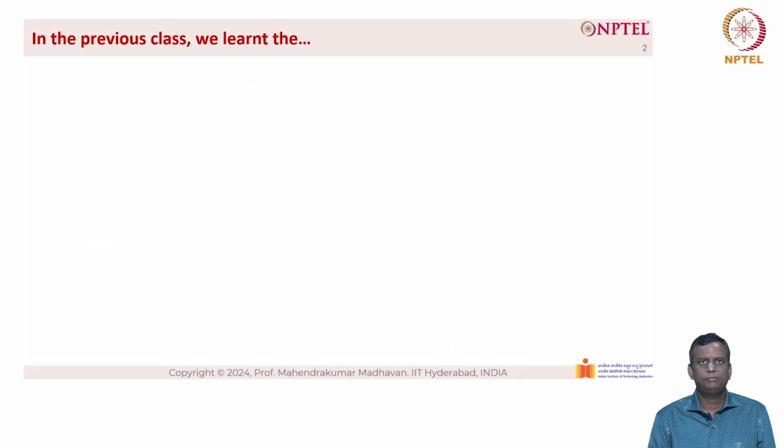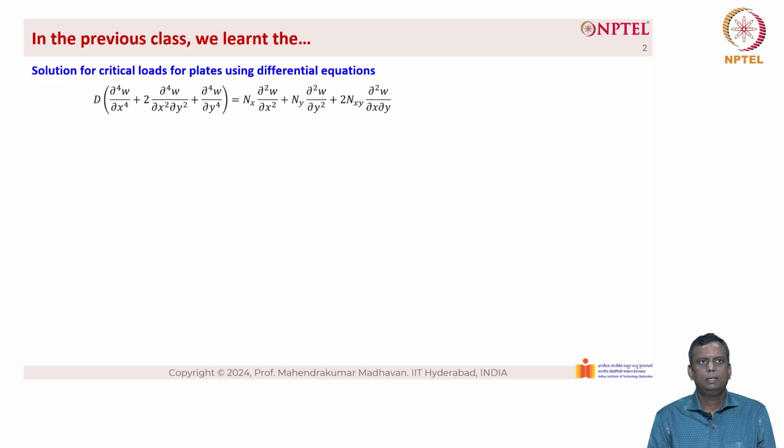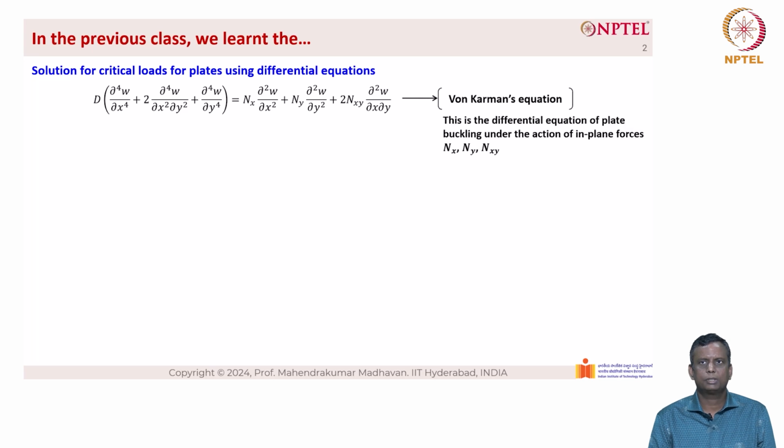In the previous class, we learned the solution for critical loads for plates using differential equations: D ∂⁴w/∂x⁴ + 2 ∂⁴w/∂x²∂y² + ∂⁴w/∂y⁴ = Nx ∂²w/∂x² + Ny ∂²w/∂y² + 2Nxy ∂²w/∂x∂y. Now this is the von Karman equation, and this is the differential equation of plate buckling under the action of in-plane forces Nx, Ny and Nxy.